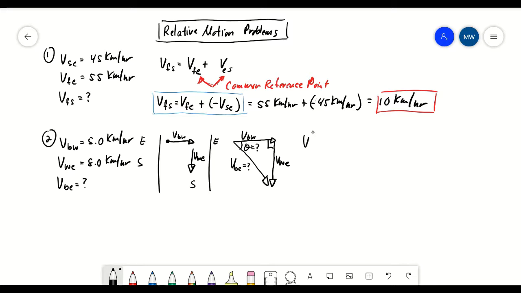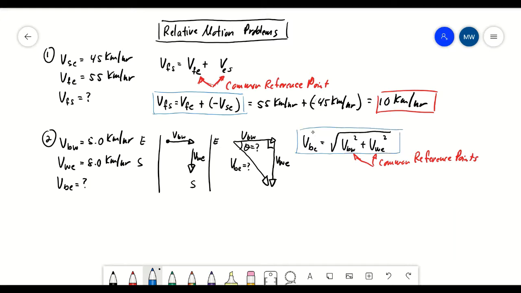If I want the velocity of the boat with respect to the earth, it would just be the square root of both of these together. So the velocity of the boat with respect to the water squared plus the velocity of the water with respect to the earth squared. And then I take the square root. And you can see from this, I still have my common reference points. Right? I've got the water and the water. So it still works out. It still fits perfectly. And we don't have to do anything else to this equation. This will give us the magnitude of that velocity.